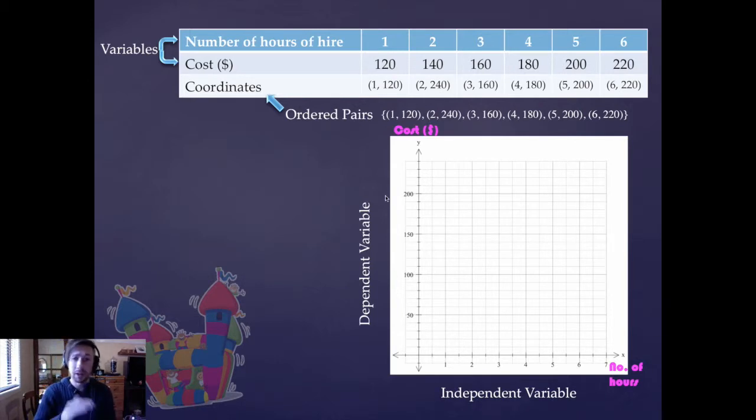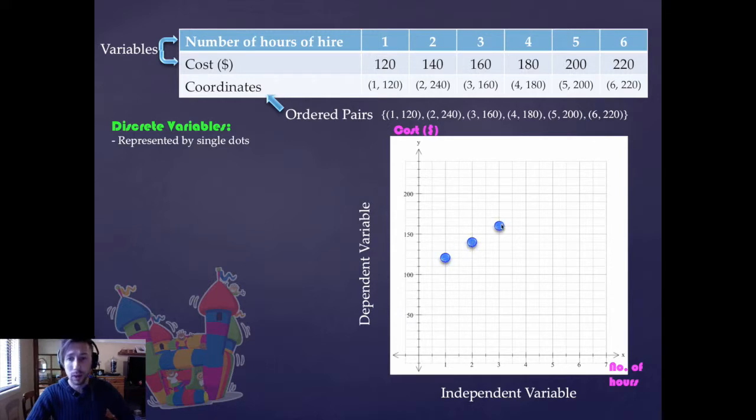So we know what the independent and the dependent variable are. Now we're going to have a look at things called discrete variables and continuous variables. Now discrete variables are represented by single dots, kind of like what we saw before, where we had 1, 120, 2, 140, 3, 160, etc. You can see a whole bunch of discrete dots. Alright, so just individual dots.